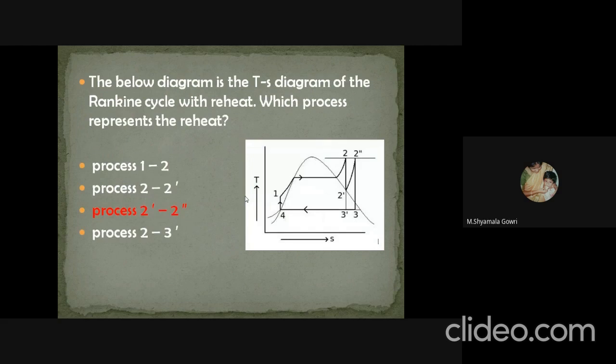The below diagram is the TS diagram of a Rankine cycle with reheat. Which process represents reheat? We have processes 1 to 2, 2 to 3, 3 to 4, and 1 to 2 dash, and 2 dash to 2 double dash. Here the reheat only happens in process 2 dash to 2 double dash. This is the process that represents reheat.